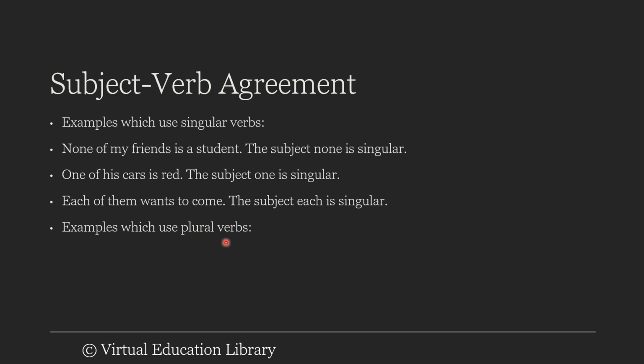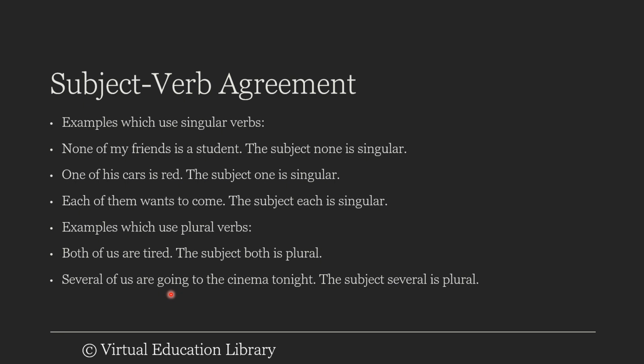Examples which use plural verbs: Both of us are tired, not both of us is tired. The subject both is plural, which is apparent. Several of us are going to the cinema tonight. The subject several is plural.